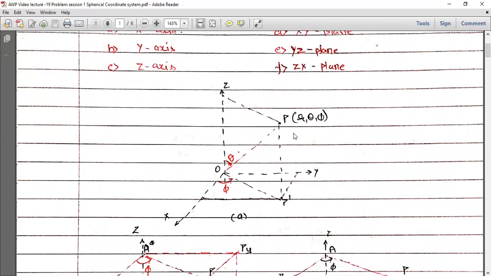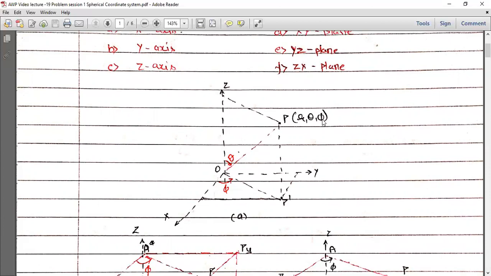Okay. Similarly, the second coordinate theta is defined as the angle between line segment OP, as you can see in this figure, line segment OP and z axis. This angle you can see. Okay, so this angle is known as theta, and this angle theta is always measured from positive z axis. Keep this thing in mind. This is an important aspect here. So theta is the angle between line segment OP and z axis, and this theta is always measured from positive z axis.